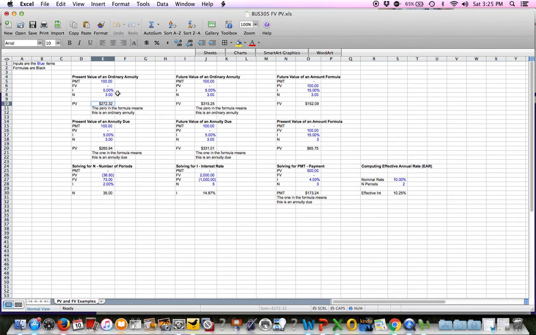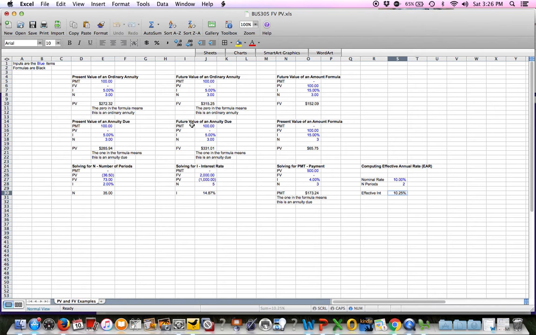I've got it organized by type of formula: present value of ordinary annuity, future value ordinary, future value of an amount, then over here present value of an annuity due, future value of an annuity due, present value of an amount, solving for N, solving for I, solving for PMT, and computing the effective rate of interest. These are all the formulas that we showed in the PowerPoint.